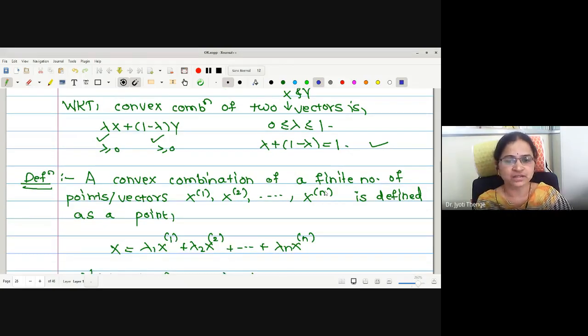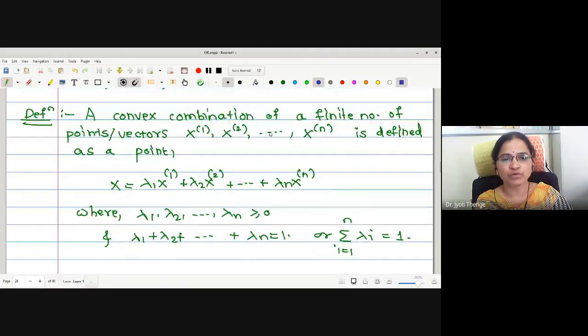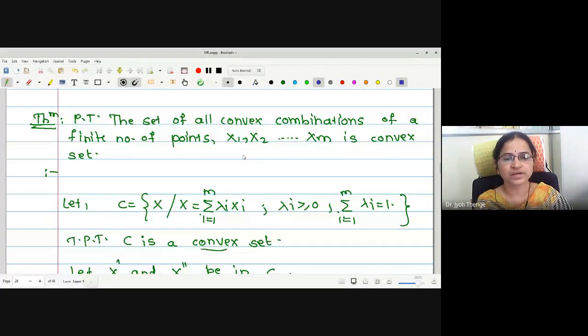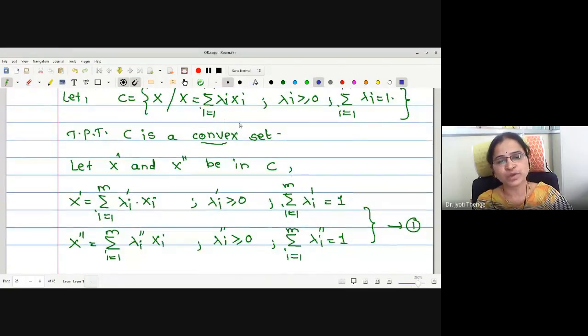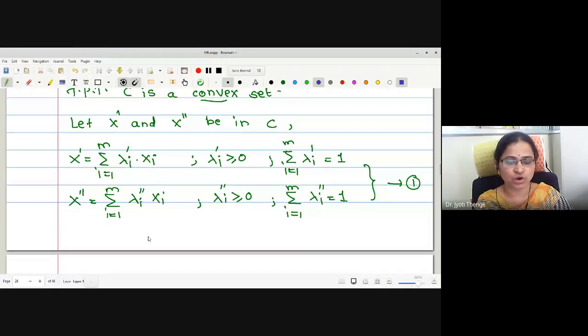So for extending the same definition to n number of vectors, we have defined a convex combination of vectors and we have proved that the set of all convex combinations of a finite number of points x1 to xm, say, is also a convex set. To prove this, we have written a set C to be the collection of convex combinations. To prove this to be a convex set, we have taken two arbitrary points which are actually the convex combinations of these n number of points.